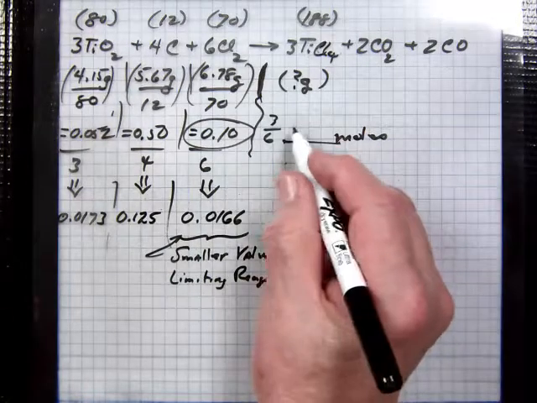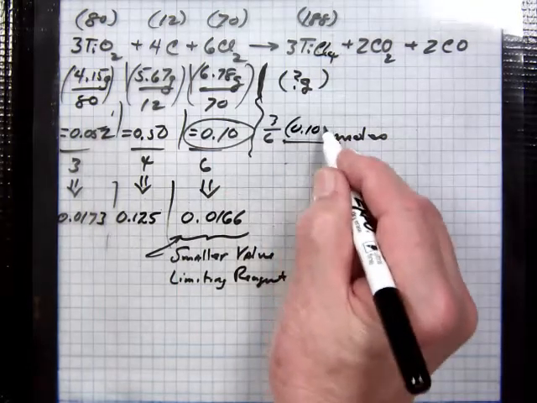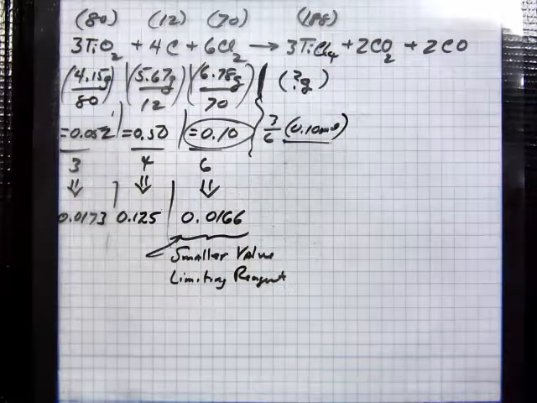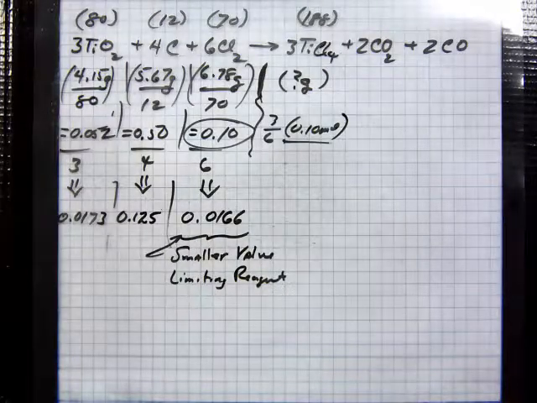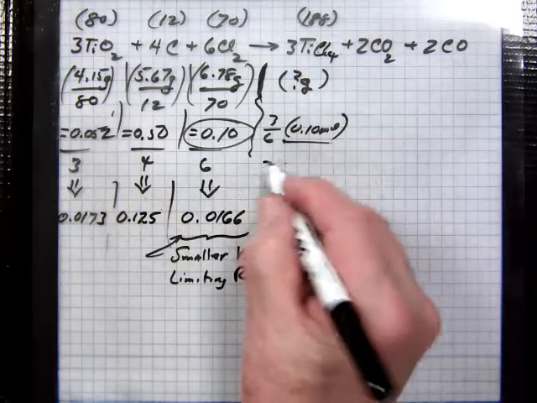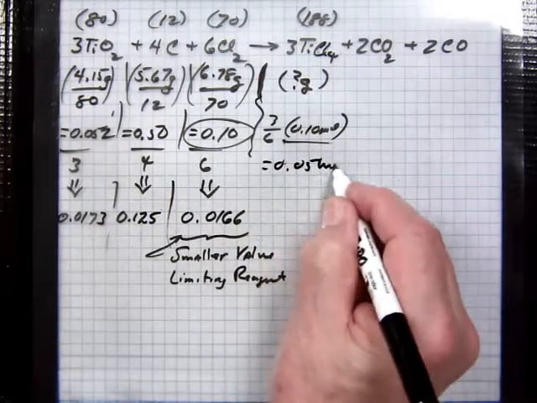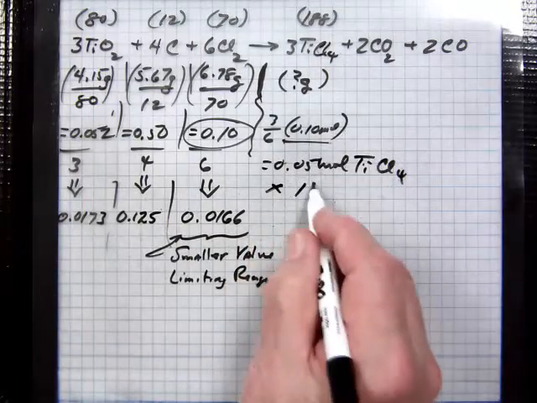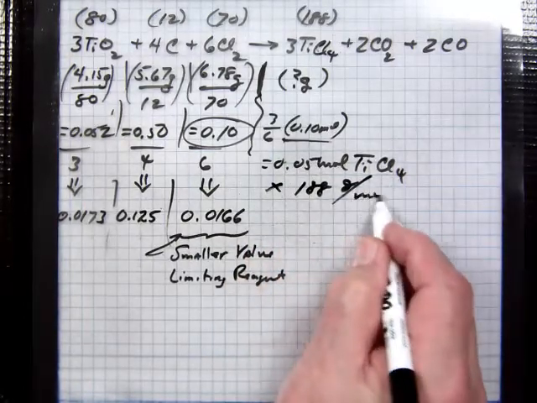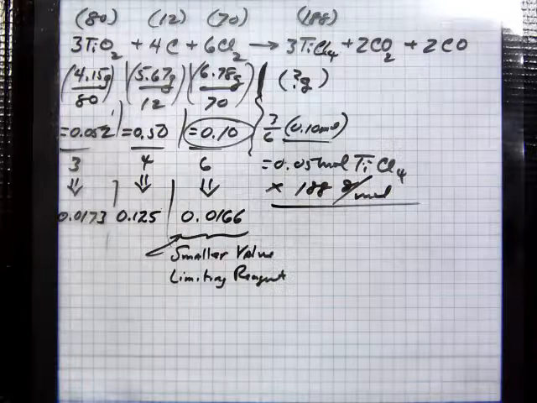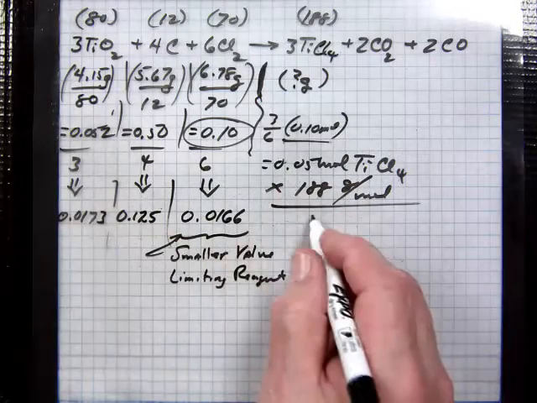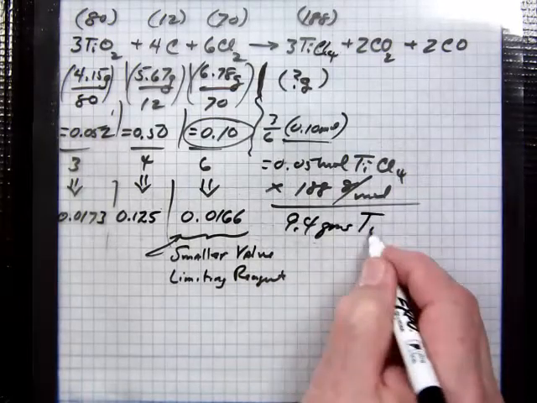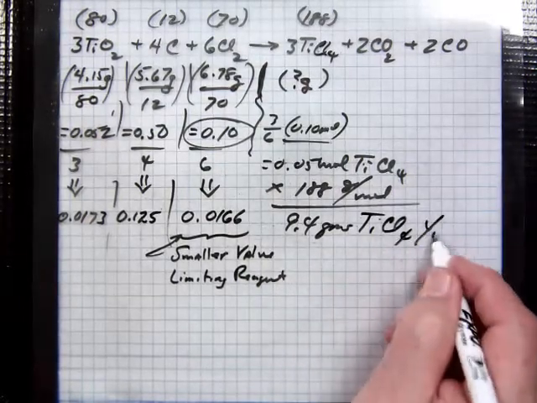So 3/6 times 0.10 mole of the titanium tetrachloride yield. And that's 0.05 mole times 188 grams per mole. And that gives me 9.4 grams titanium tetrachloride yield.